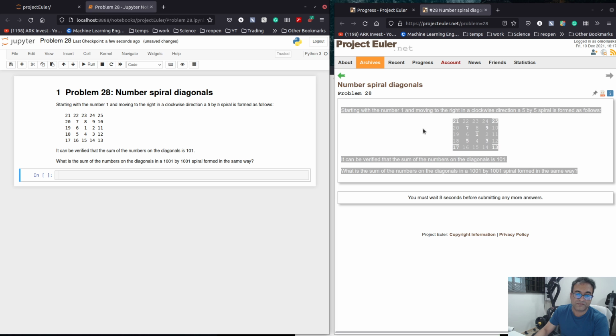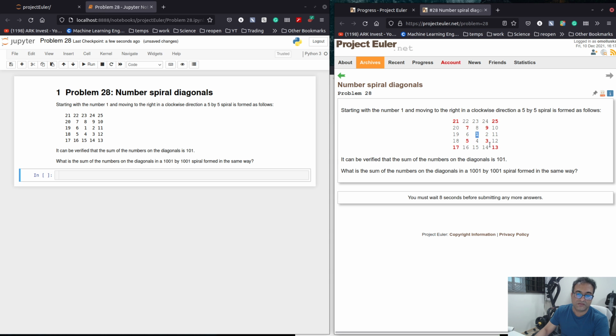Okay, and we can't write in red, so starting with the number 1. Okay, that's 1, and move to the right. So this is in a counterclockwise direction. We move over here to the right, and then we go counterclockwise 2, 3, 4, 5, like that, and then we move to the right, and then we move counterclockwise like that.